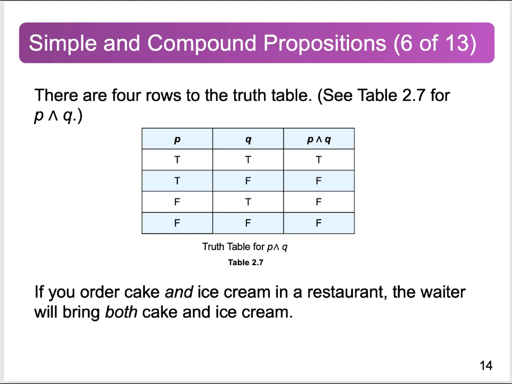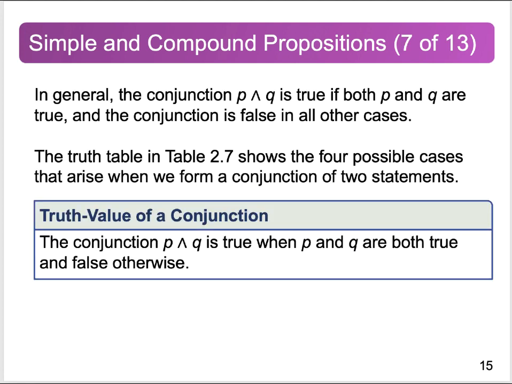Think about this. If you say a statement 1 and a statement 2, the only way you can be telling the truth is if both of those were true. So if you had a false and a true statement, that's false. And if you have two false statements, that's also going to be false. Another way you can think of this is if you order cake and ice cream, the waiter is going to bring both. So this slide just summarizes that the conjunction P and Q is only true when both P and Q are true. Otherwise, it's false.